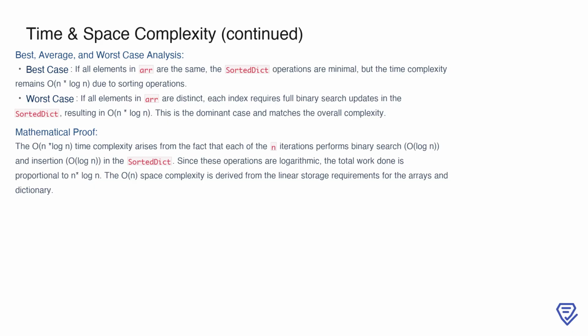Mathematically, the O(n*log n) time complexity arises because each of the n iterations involves binary search and insertion operations, both of which are logarithmic. The O(n) space complexity is similarly straightforward, as it comes from the linear storage requirements of the arrays and dictionary. This balanced and optimized design makes the solution both efficient and scalable for a wide range of inputs.